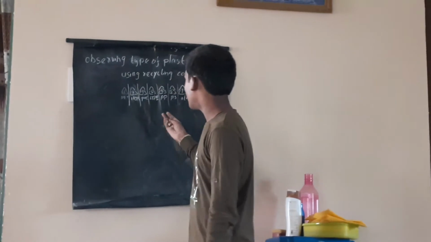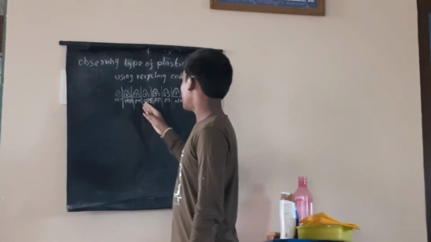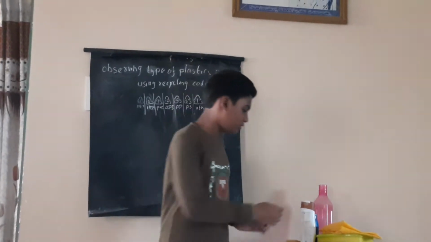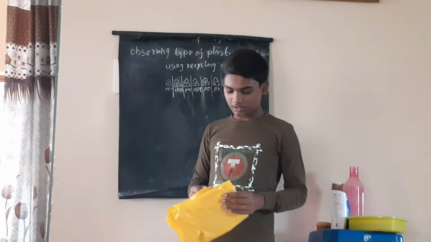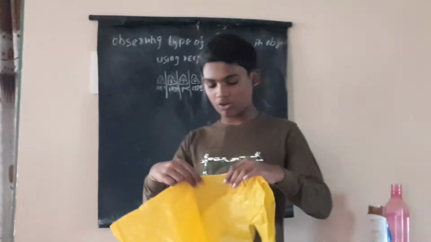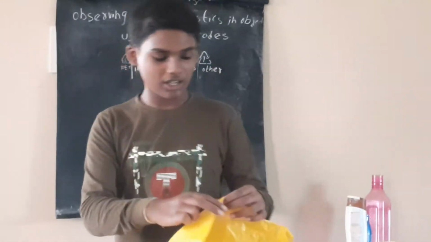Okay, now we can discuss LDPE plastic. The symbol is 4. Here you are seeing a plastic cover. In this plastic cover, let us observe whether the symbol 4 is there or not. Here you are observing the symbol 4 and down LDPE. So we observe that this plastic cover is LDPE plastic.